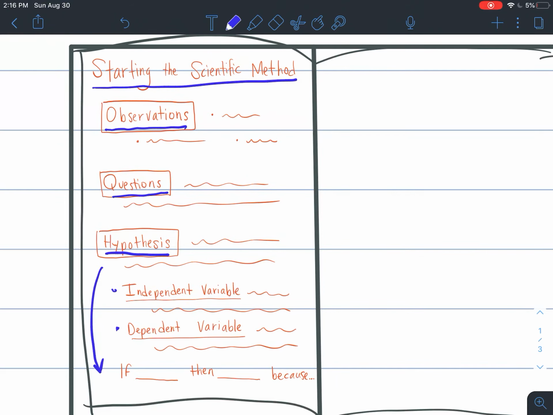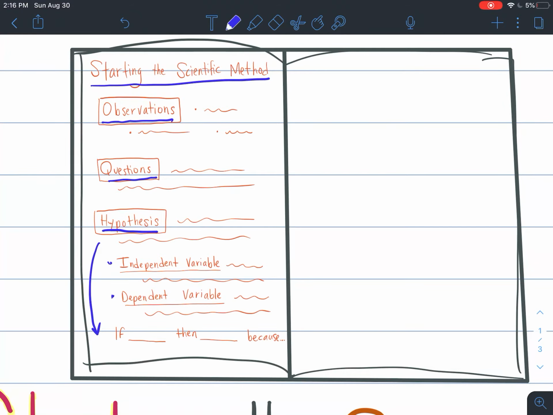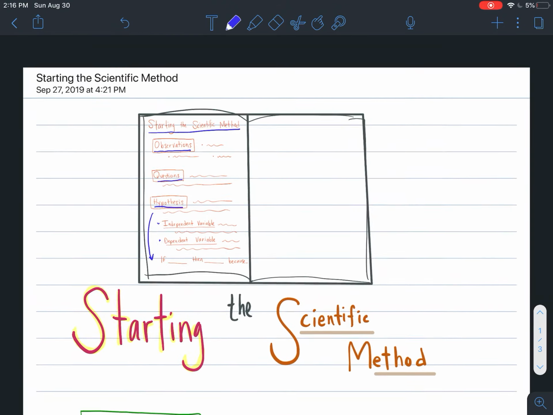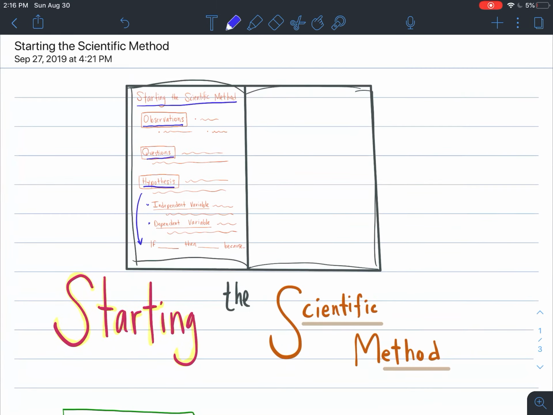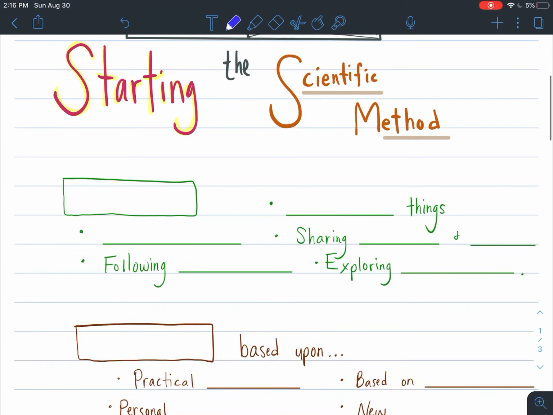So you can kind of see how your page is going to be set up with each of these different portions going just here on the one page. If you need to go on to the next page, that's possible too, but hopefully with this layout you can get an idea of what to expect. So again, title your page Starting the Scientific Method. And we're going to start by looking at observations.